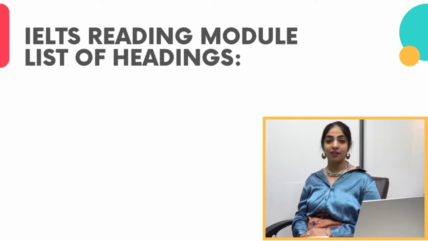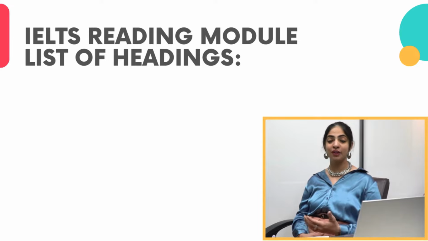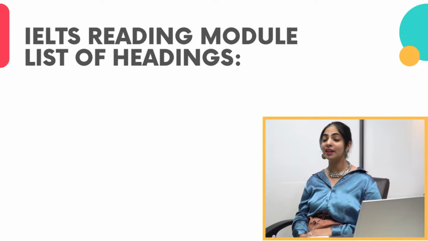Third thing that I have heard, that whenever you are doing list of headings, you should keep a dictionary along with you. And whenever you see a difficult word, you stop there, figure out the meaning of that word, and then continue reading. Again, this is the worst strategy that you can follow, because if you keep stopping in the middle of the paragraphs, you will never get the overall meaning.